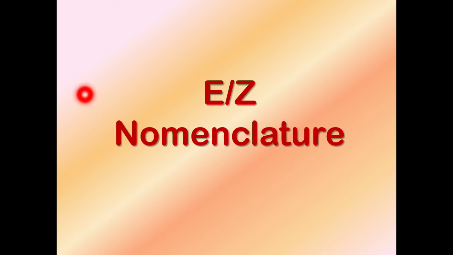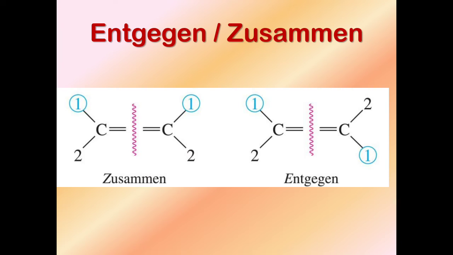So in that case, we understand or learn the EZ nomenclature. What is this EZ nomenclature? As in RS nomenclature, or the CIP rules, that is Cahn, Ingold and Prelog rules. Similarly, in alkenes having 3 substitutions or all 4 substitutions, we use this concept of EZ nomenclature. Now let us understand what we mean by this.